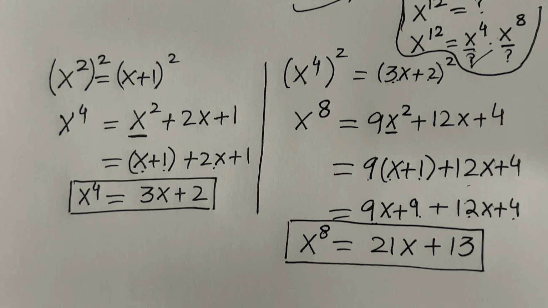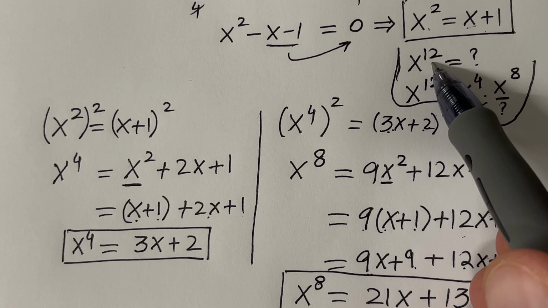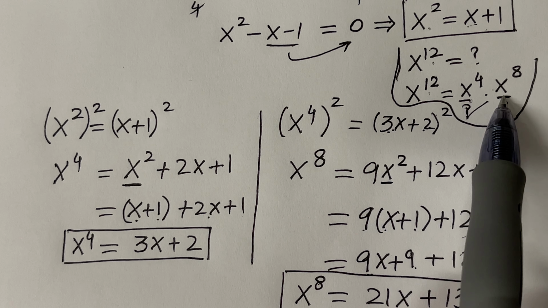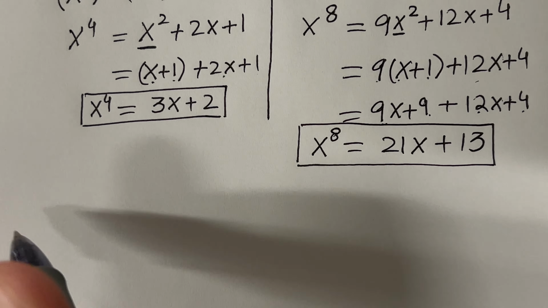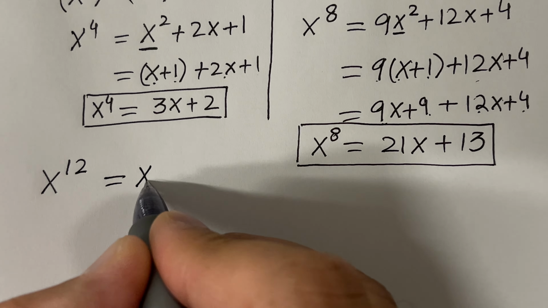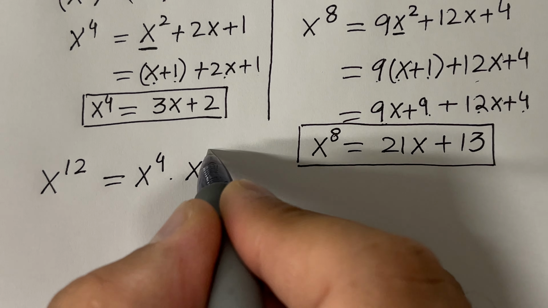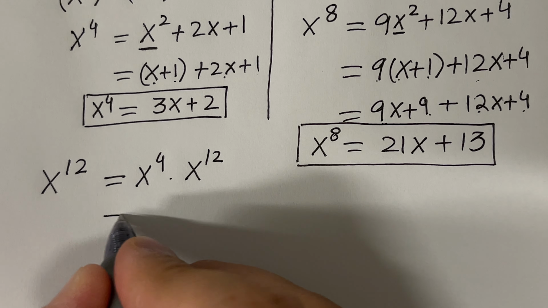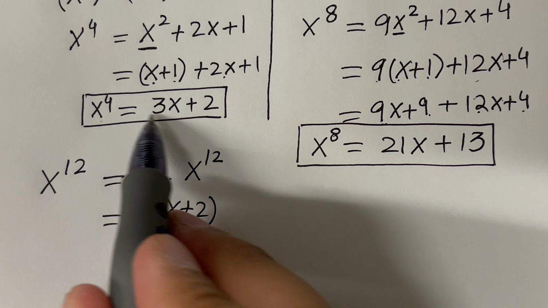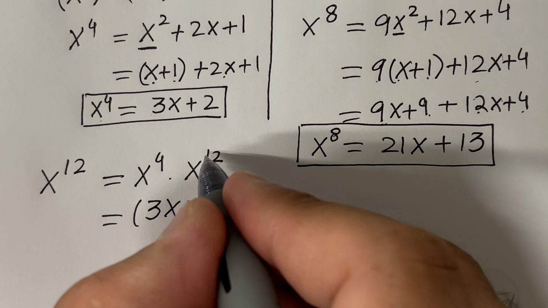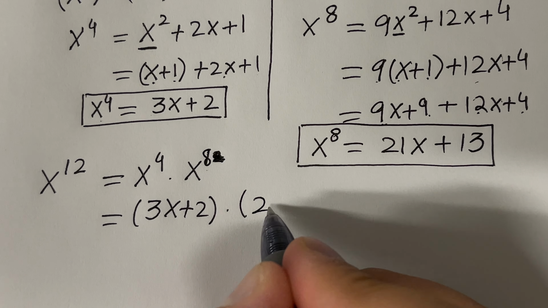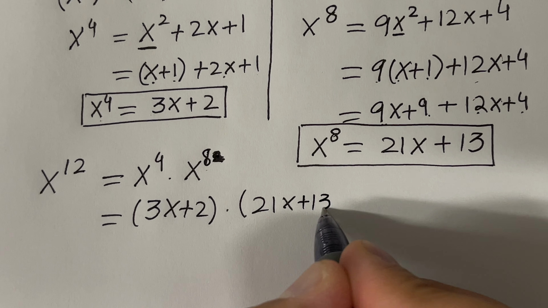And if you remember, we wanted to find x raised to the power 12, and I said we can write x raised to the power 12 as x raised to the power 4 times x raised to the power 8. So we will do exactly like that. x raised to the power 12 is x raised to the power 4 times x raised to the power 8, and x raised to the power 4 is 3x plus 2, and x raised to the power 8 is 21x plus 13.